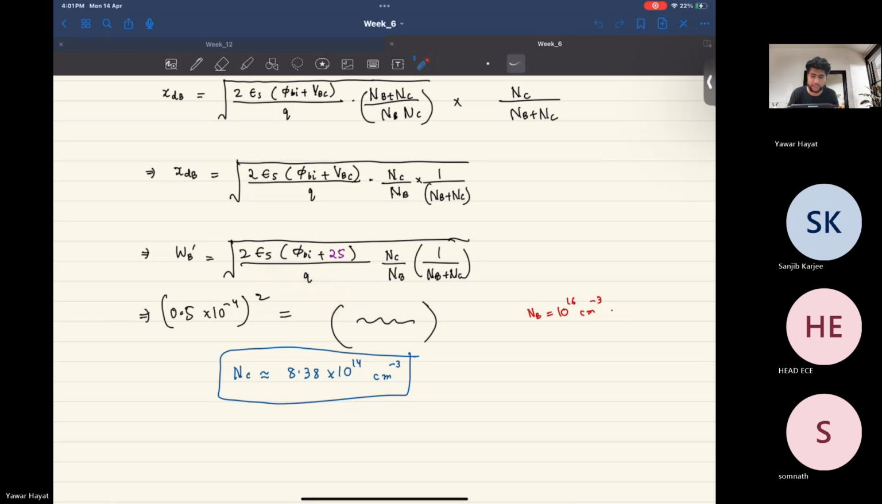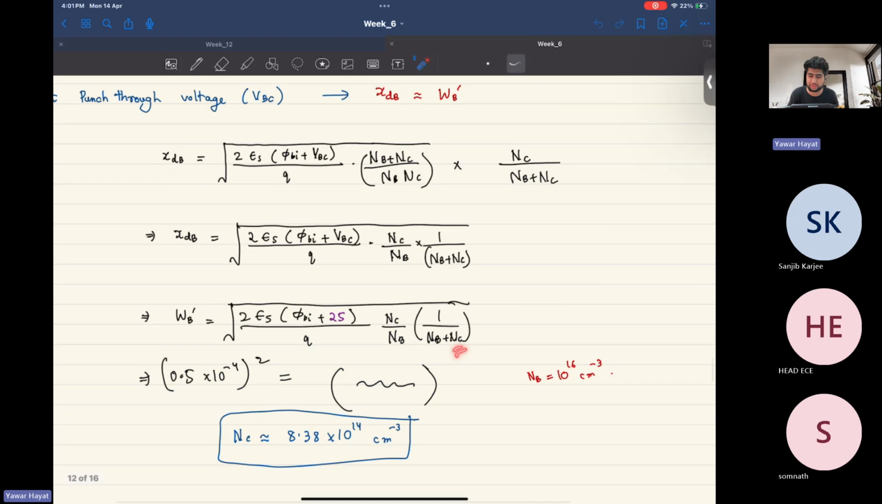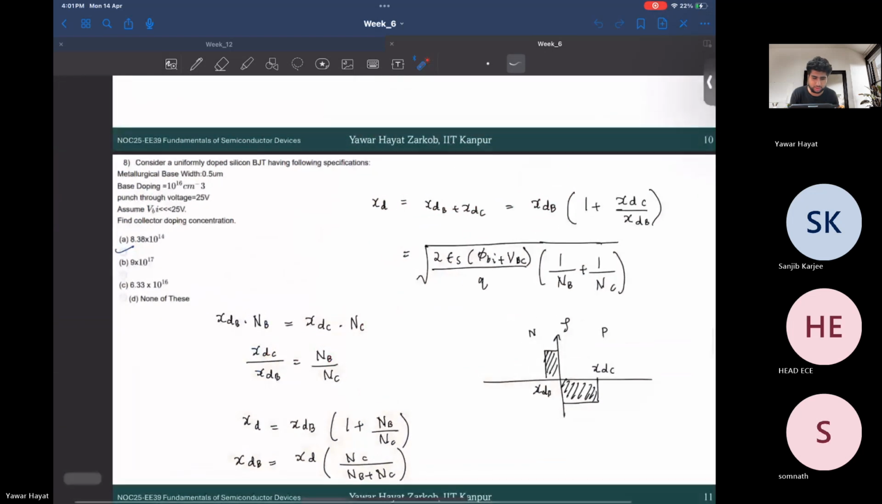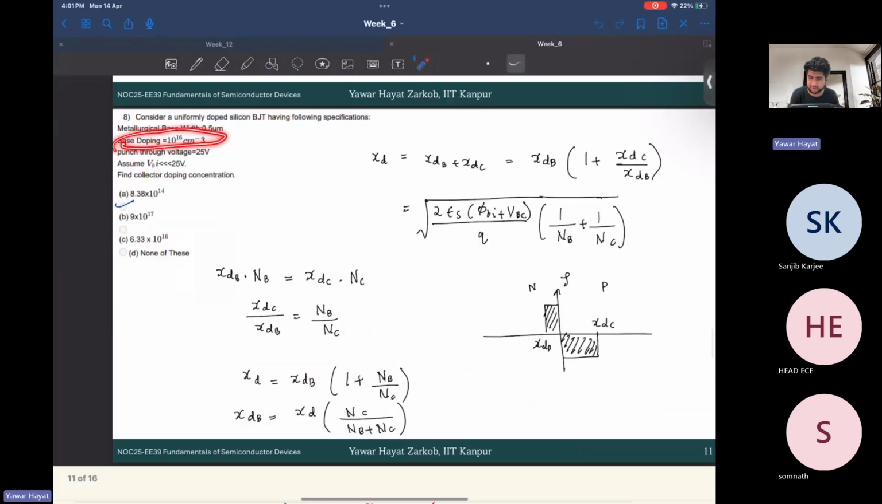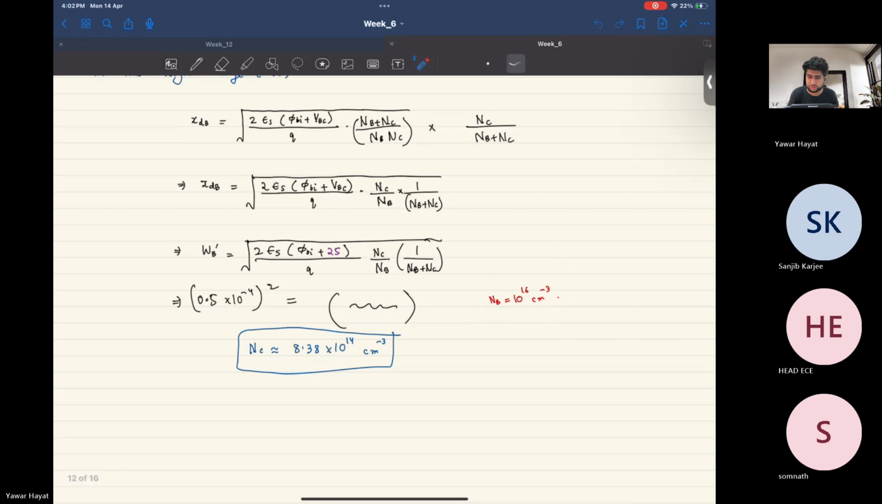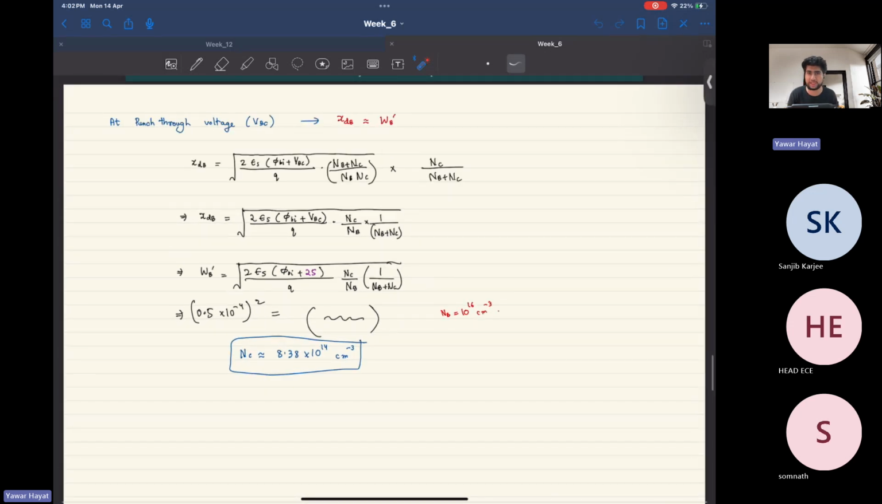And here the only unknown would be NC. Why? Because base doping is given. Once you know the base doping, you'll only be left with NC that is unknown. Rest of the things are all known. So your NC would be 8.38 times 10 to the power 14 per centimeter cube. Please make it a habit of writing everything in terms of centimeter while evaluating concentrations or any quantity of electrons. It would be handy and useful.